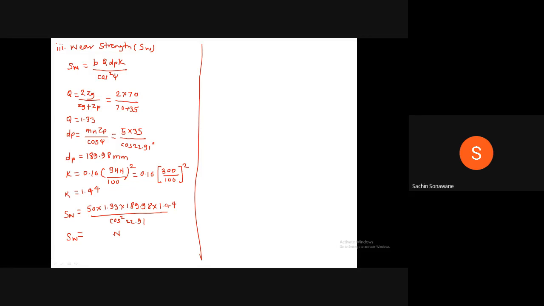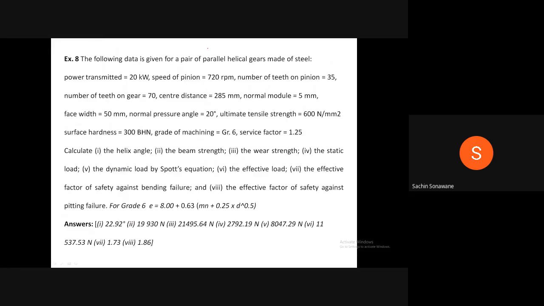Calculate SW. It is 21.44 into 10 raised to 3 Newton. Yes. Now, how to calculate the fourth value? That is dynamic load, I think. Yes. The fourth value, static load, we will calculate.